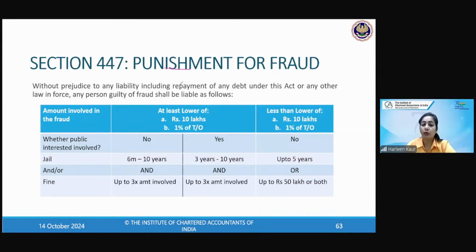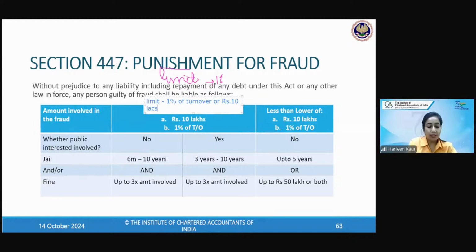What is the punishment for the fraud? First you have to remember there is a limit given for section 447. The limit is 1% of the turnover. Keep writing down what I'm explaining, okay? There is a limit set up for fraud: 1% of turnover or rupees 10 lakh, whichever is lower out of them.